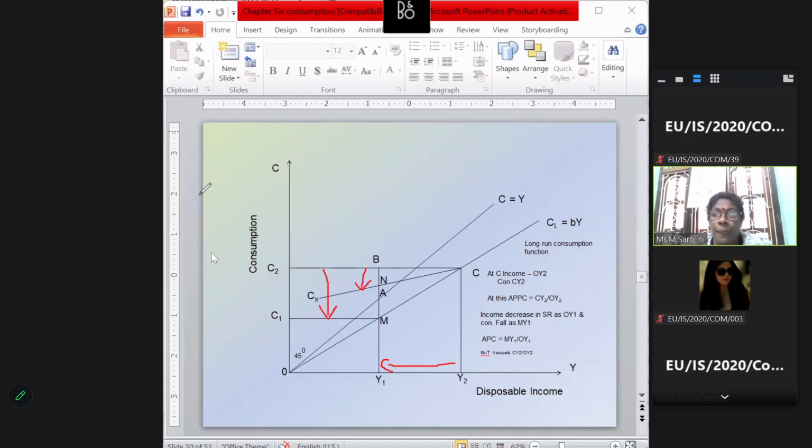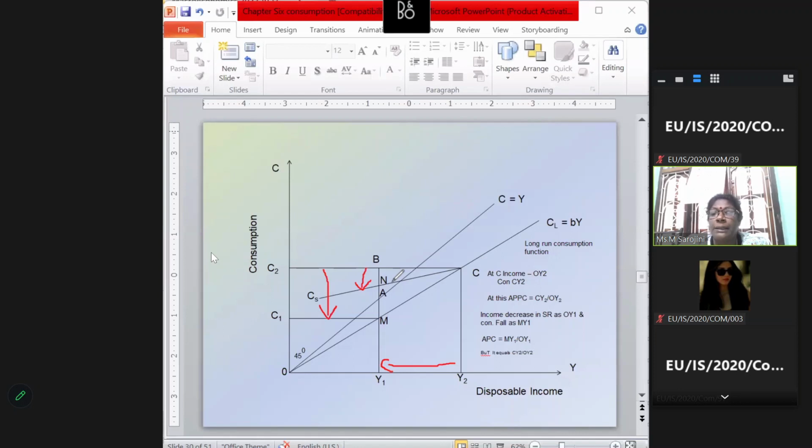It means that the ratchet effect causes a lower fall in consumption than expected, isn't it? We expected the consumption to fall by the BM amount, but here it falls only by the BN amount, right? Again, the ratchet effect keeps the consumption at point N.